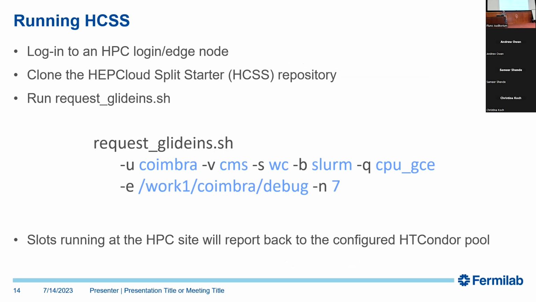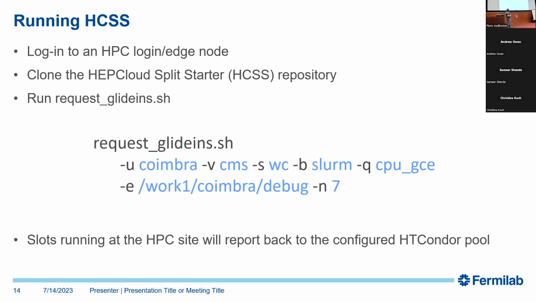So we need to specify a user to run the glidings, which VO we are running for, that's what the -P stands for, which site we're running, which here is for Wilson cluster, which batch system that site runs, which is Slurm here, and what queue you want to submit to. Sometimes it's called account as well. In this case, we're just using CPU.